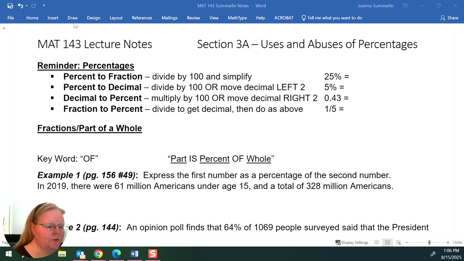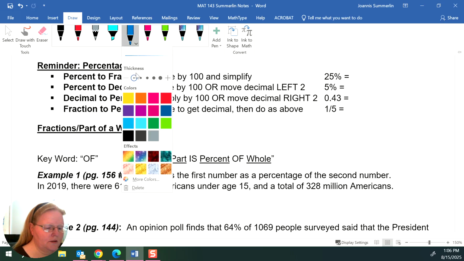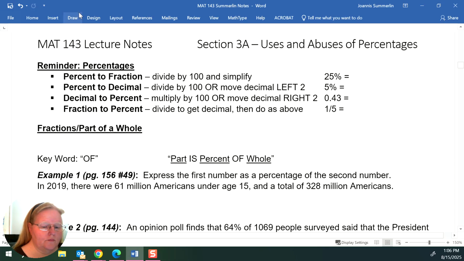Okay, so the first thing we want to do is go ahead and get that down. Talk about changing percents to fractions, fractions to percents, decimals to percents, percents to decimals, fractions to decimals, etc. All of this is stuff you did in elementary school. You probably don't remember it. I'm sure that was a while ago. But it's all stuff you've done in the past.